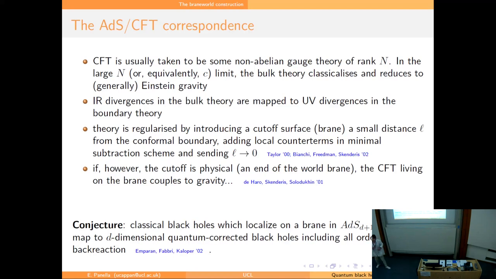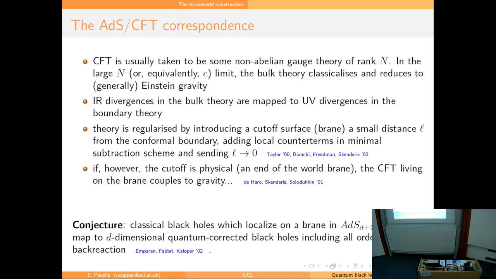And the idea here is that as you're dragging the conformal boundary into the bulk, the CFT starts coupling to the brane, and so it backreacts on it. And that led in 2002 to a conjecture by Emparan, Karch, and Fabbri that if you find in the bulk an AdS d+1 dimensional black hole that localizes on such a brane, then the induced metric on the brane solves exactly the backreaction problem in the semiclassical Einstein equation for the d-dimensional theory.